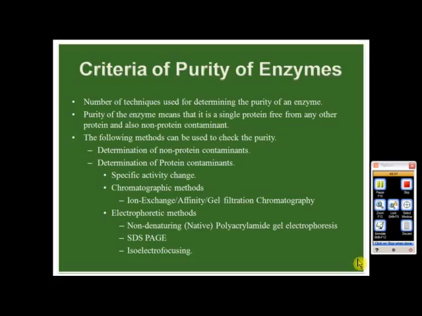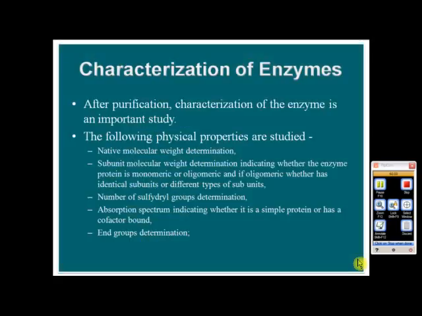So in all these electrophoresis methods or chromatographic methods, if you are getting a single band, then it shows that your enzyme purity is good. That means it contains a pure single band. This is one of the critical steps after purifying your enzyme. You have to check for purity, and only then can you go for characterization. So how do you characterize enzymes?